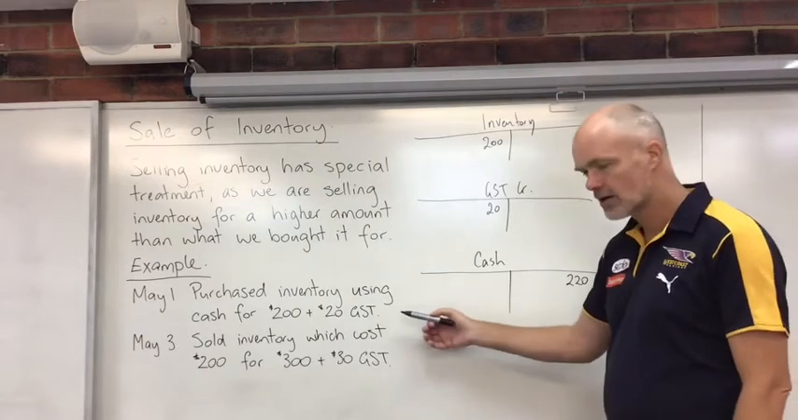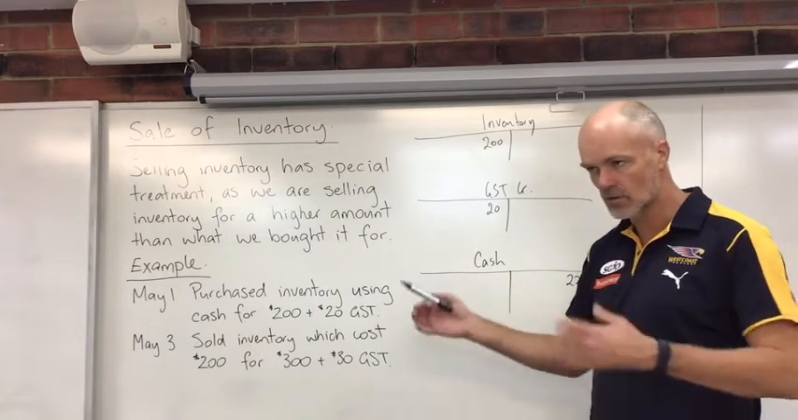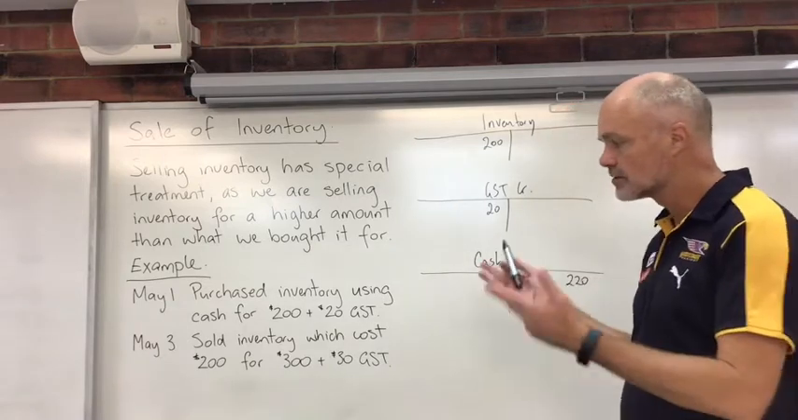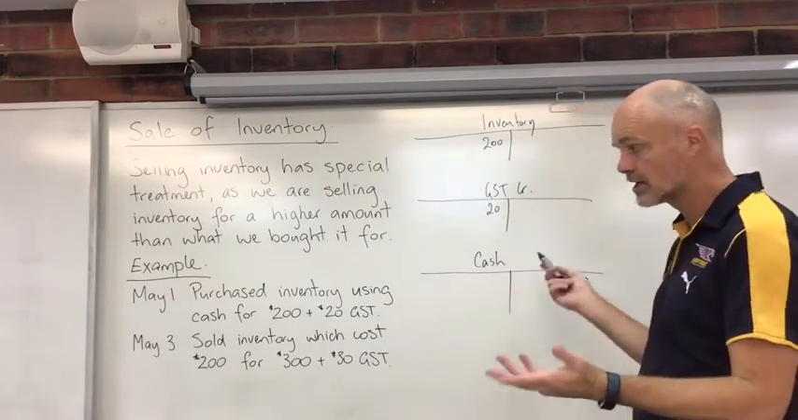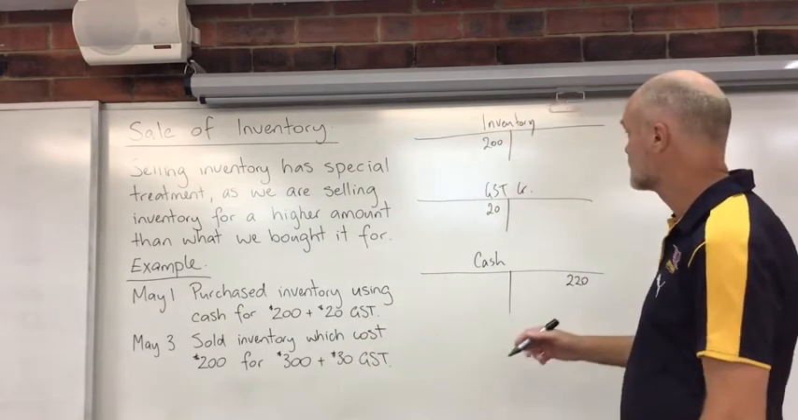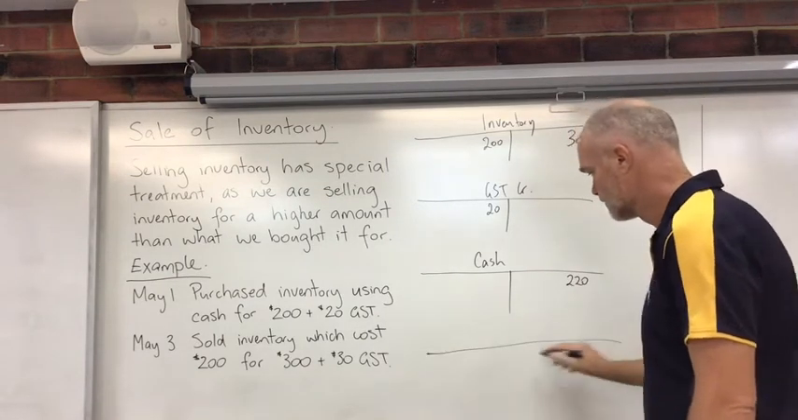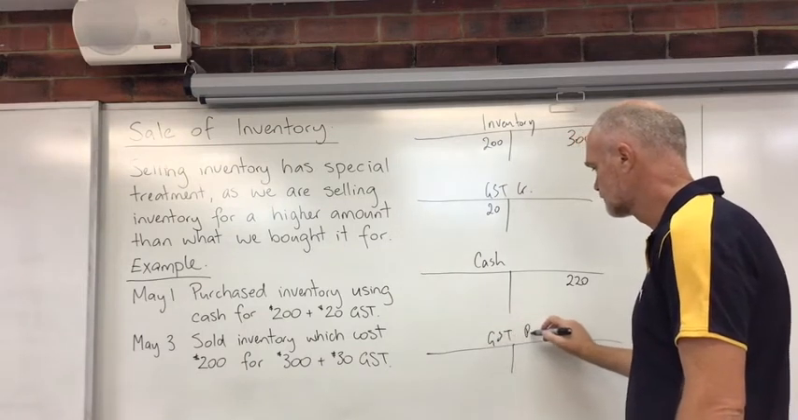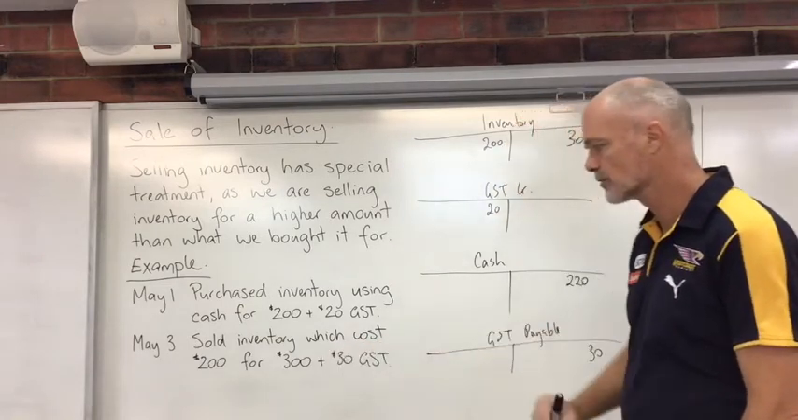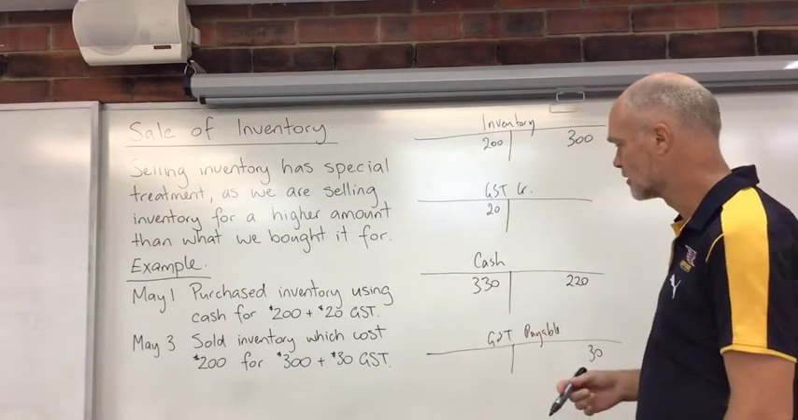Now, if we were to use our old method of treating that, if you sold inventory for cash, the two entries would be inventory and cash, and GST as well if that's included. So let's do that, and you'll see then why we can't do it. So sold inventory for $300 plus $30 GST. So our inventory is decreased by $300. We've got GST payable of $30, and we used $330 cash, or we received $330 cash.